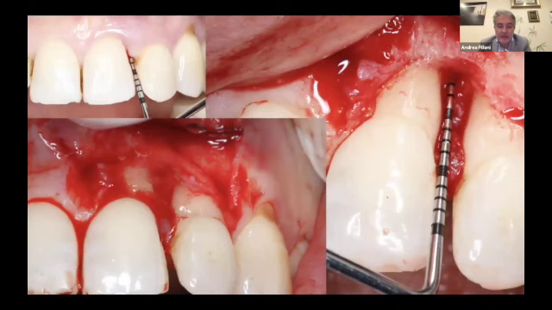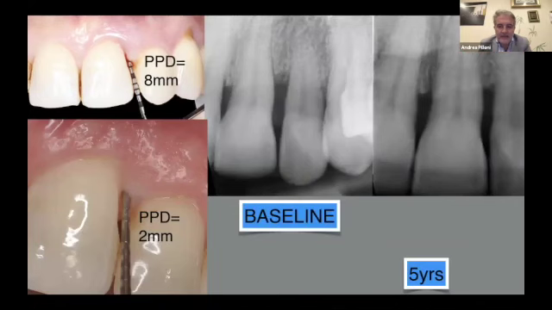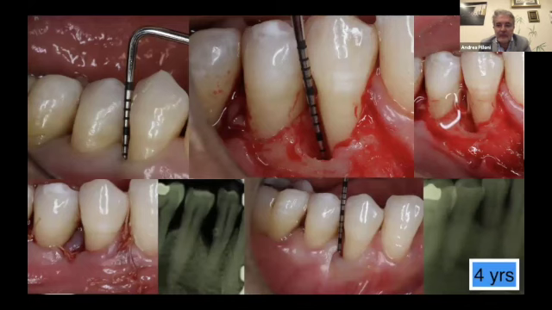Some of us have also tried to use HA alone. This is one case at 5 years from baseline that we presented at Europerio in Amsterdam a couple of years ago. Another case belongs to the study that we're publishing with Tony Sculian at 4 years.